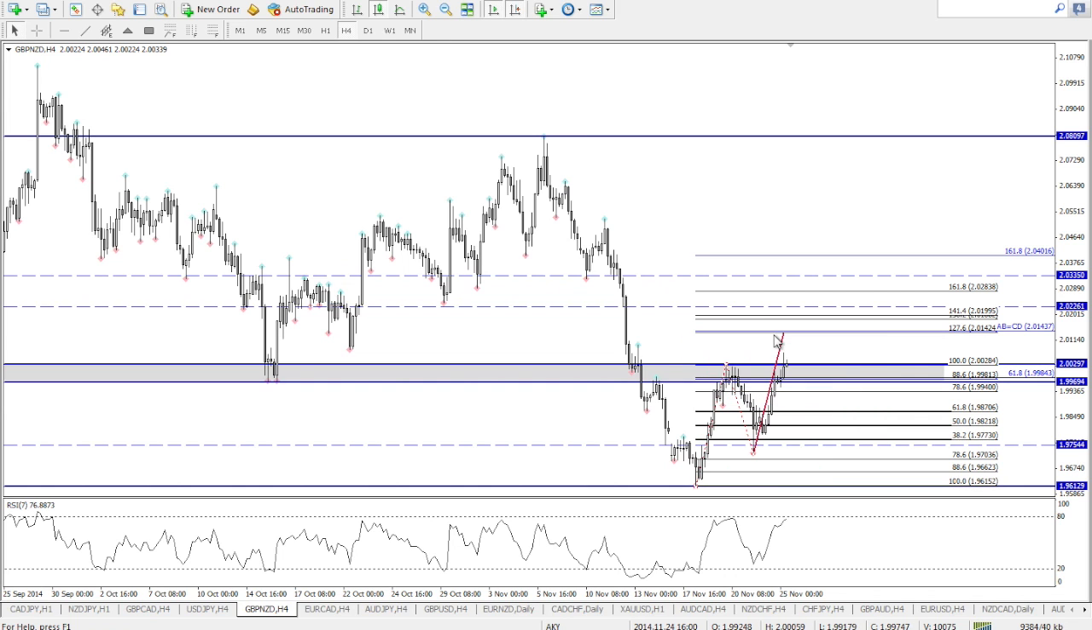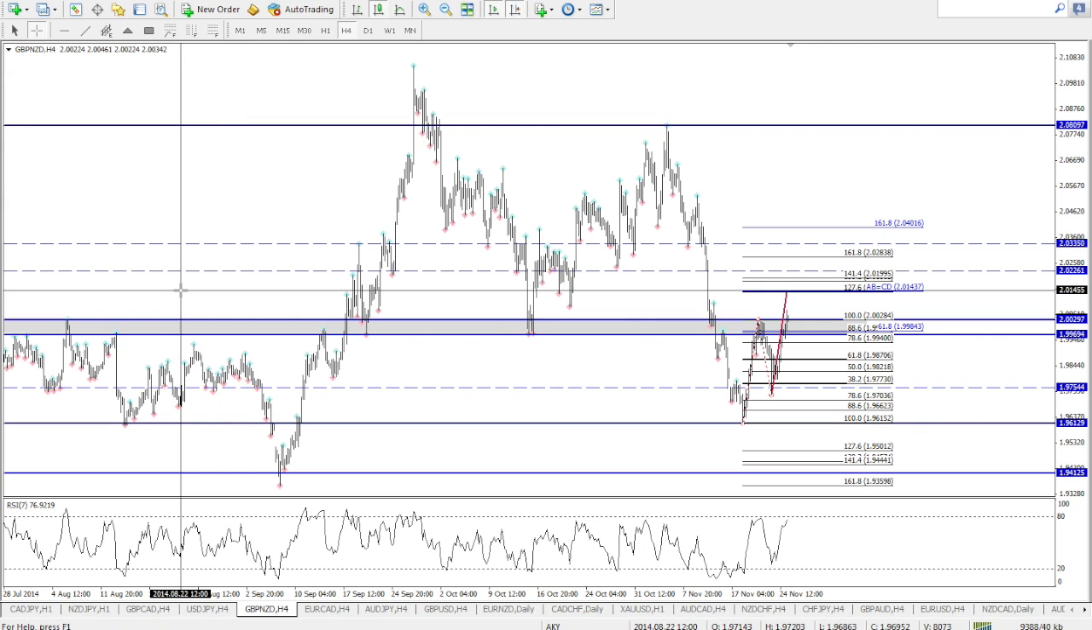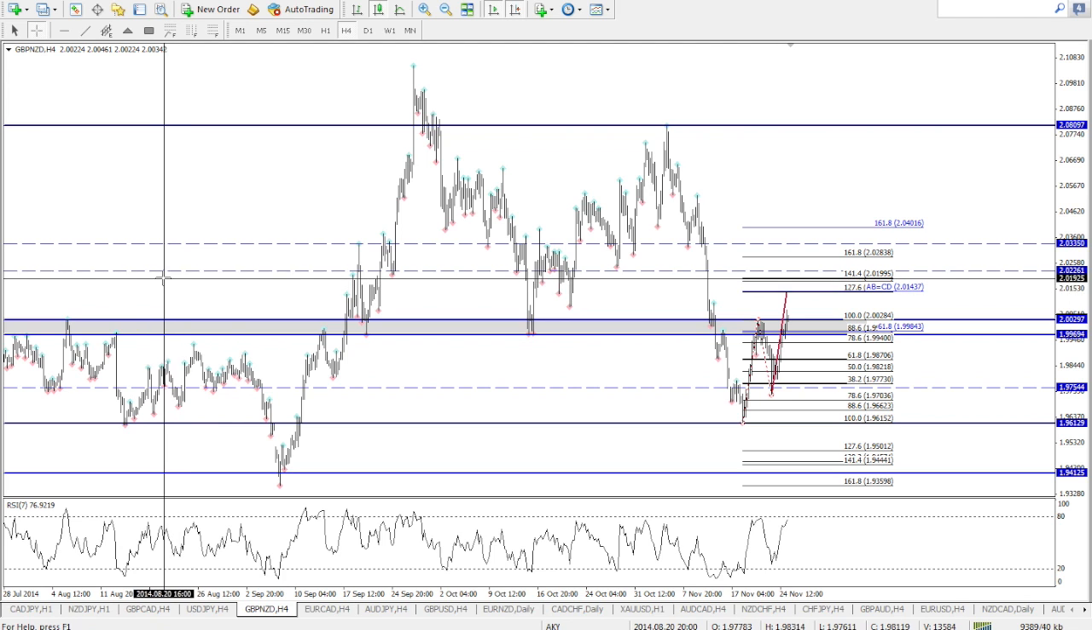But looking at this pair in particular, this ABCD pattern completes not really at a very good level in terms of structural confluences. Even if I zoom out, what I can see is that this completion level doesn't really have much support, or previous support now resistance level. So if you're really interested in shorting this pattern or this pair in the near term, you can look at the Fibonacci at 141.